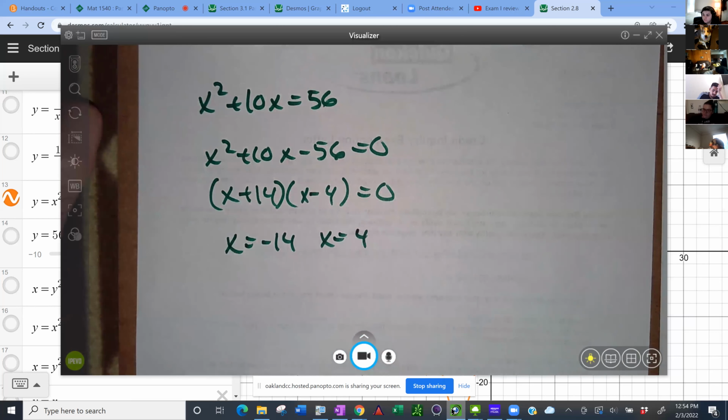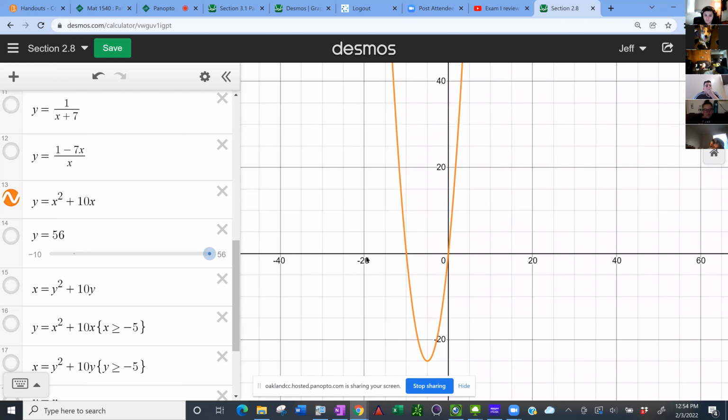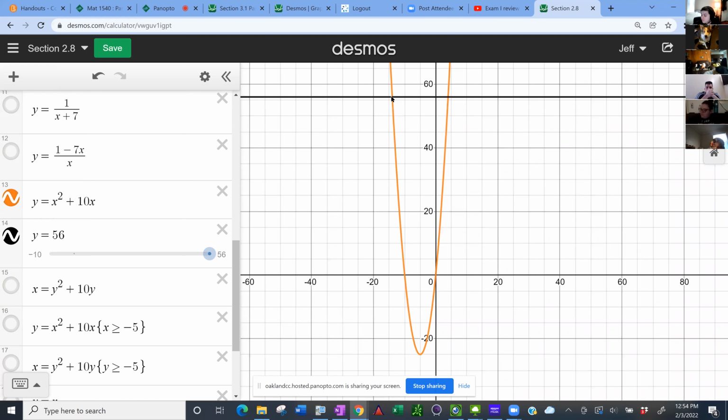You can actually see those two solutions on the graph if you scroll down enough. Let me zoom out a little bit. No, not enough yet. There you go. So right here, negative 14 and positive 4. So there are two solutions. Realistically, I only want one solution, but that's where the restriction they made comes into play.